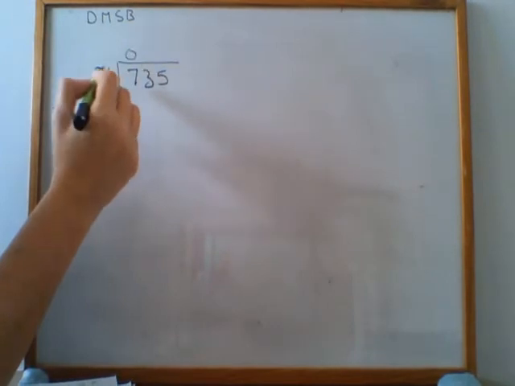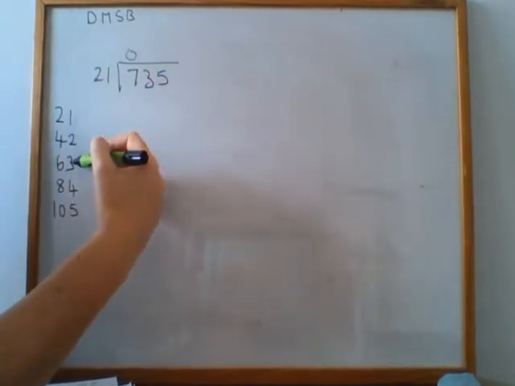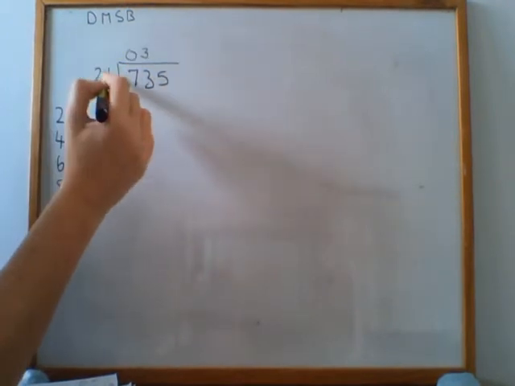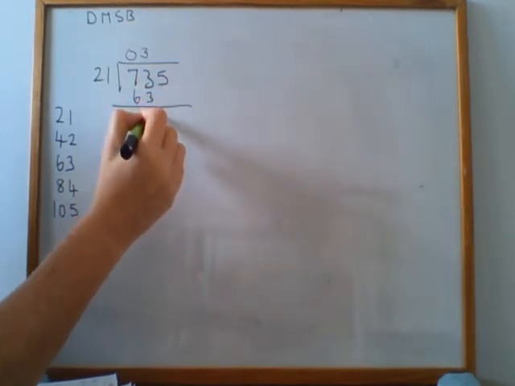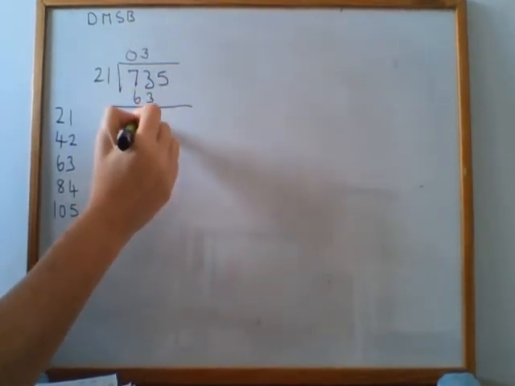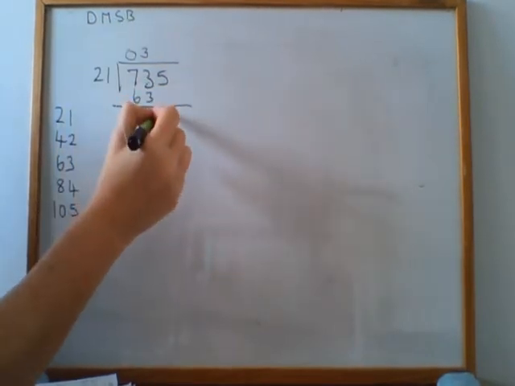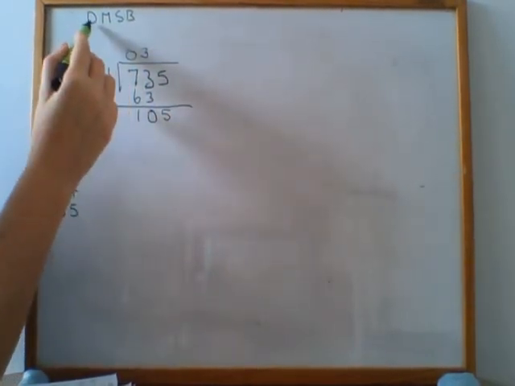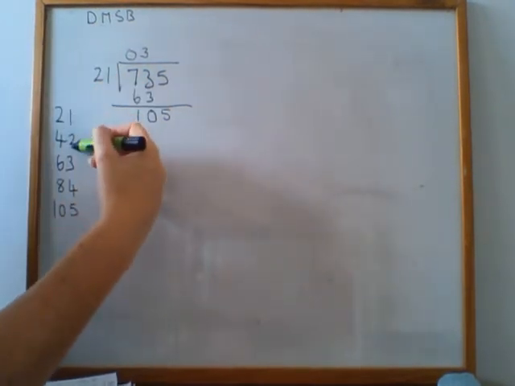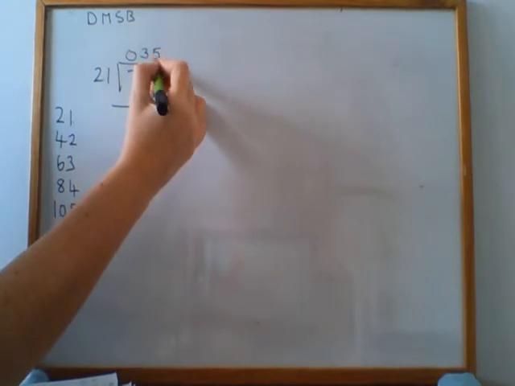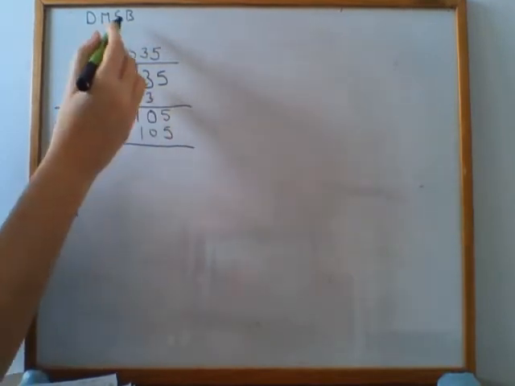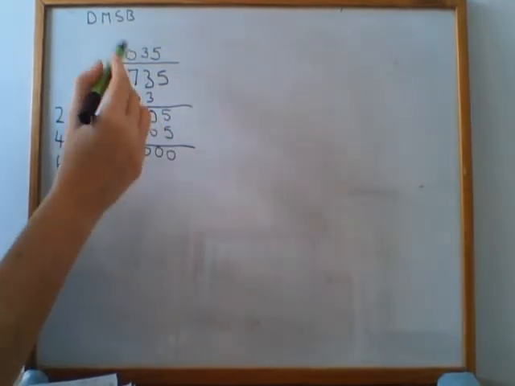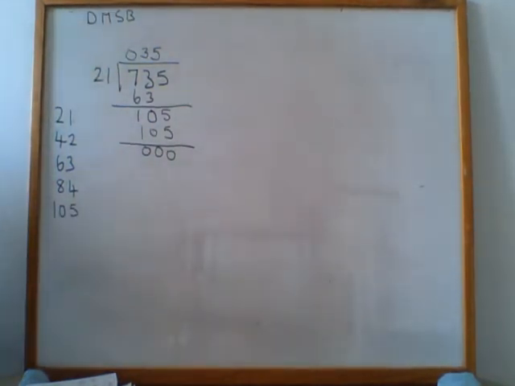21 into 7, I can't do. 21 into 73, 1, 2, 3 times. Multiply, 3 times 21 is 63. Subtract, 3 take away 3 is 0, 7 take away 6 is 1. I've subtracted, so now I bring down my next number, which is the 5. I go back to the beginning, divide, 21 into 105, 1, 2, 3, 4, 5, goes 5 times. 5 times 21, because I now multiply. Go on to subtract. I've got to 0, so my answer for that question is 35. 735 divided by 21 is 35.